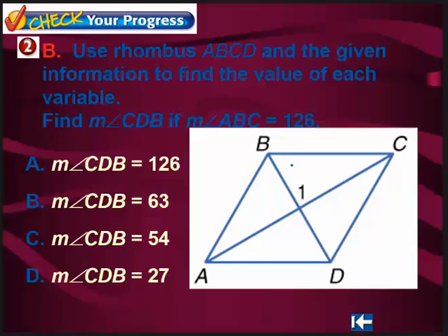Okay, we have the rhombus again. Find the value of each variable. So if CDB, this little angle right here, is what we're trying to find. If ABC, this whole big angle here is 126. So what are we going to do to find this part? We're going to cut it in half, so that's 63, which is answer choice B.